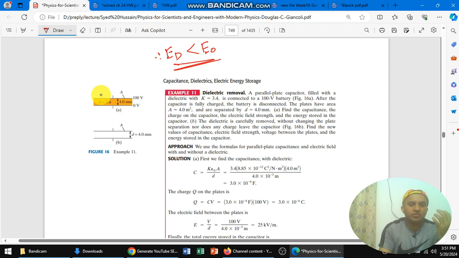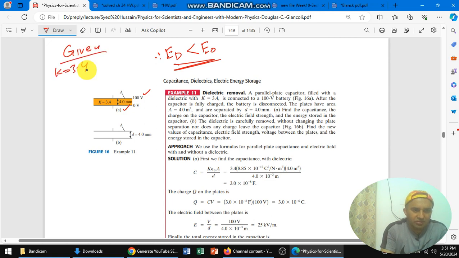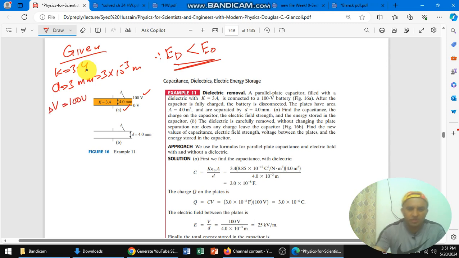The dielectric constant is K equal to 3.4. The separation between the plates is given, and the potential is 100 volts. So if I write the given information, the value of K is 3.4, the separation is 3 millimeter, that is 3 into 10 to the power minus 3 meter, and the potential difference ΔV is equal to 100 volts. For part A we need to find the capacitance C.